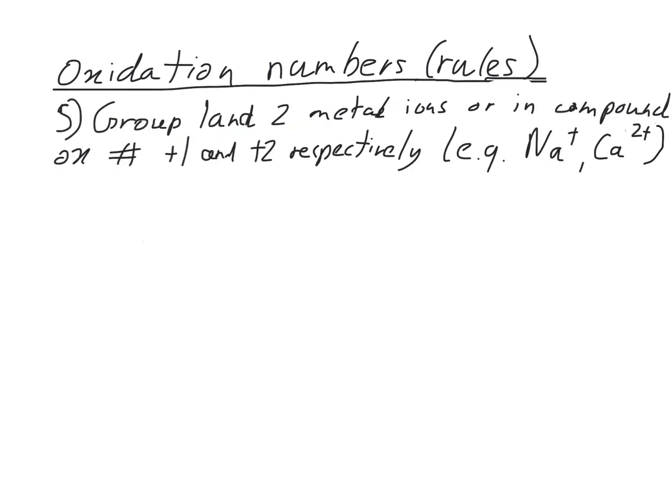So now moving on to some slightly more specific rules. When you look at metals, particularly group 1 and 2 metals, you can normally work out their oxidation number when they're an ion or in a compound by looking at their charge. So group 1 and 2 metals normally have an oxidation number of +1 and +2 respectively. Examples of this are sodium and calcium ions. So if sodium, for example, was in sodium chloride, NaCl, it would be +1. Calcium, if it was calcium oxide, it would be +2.